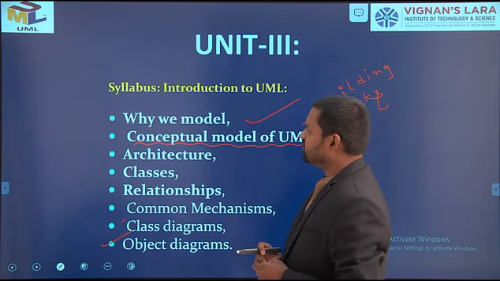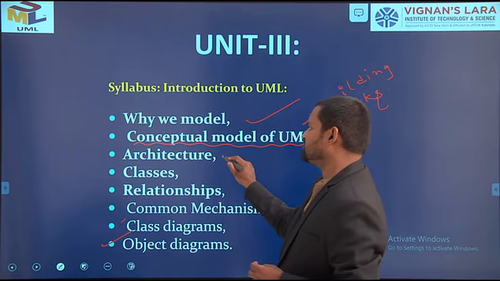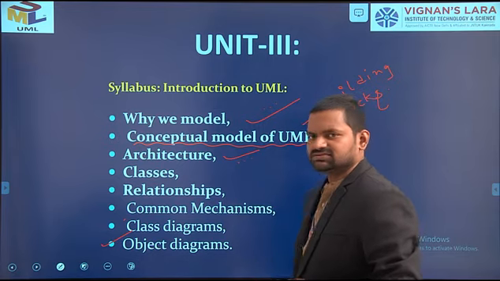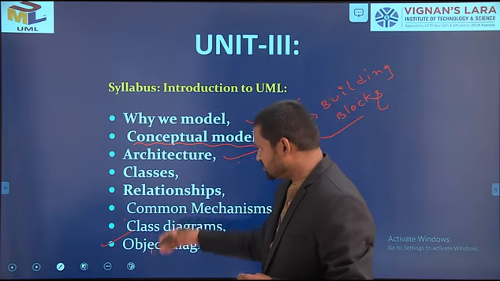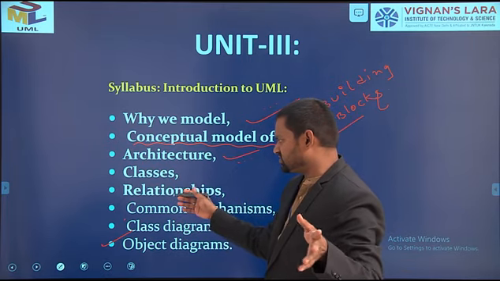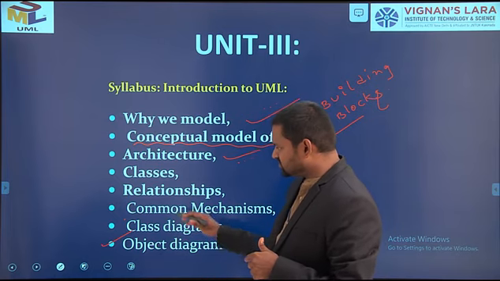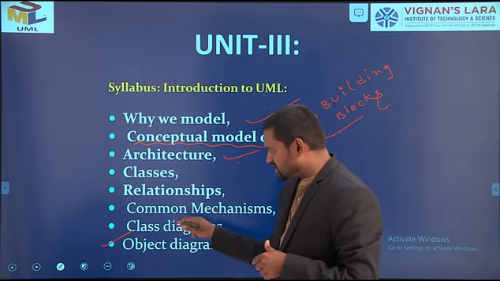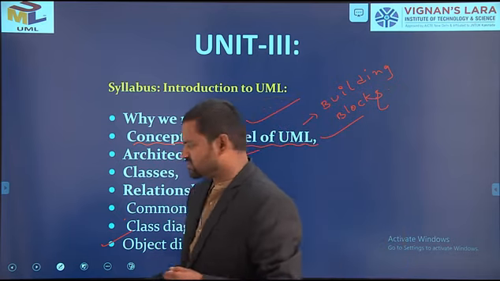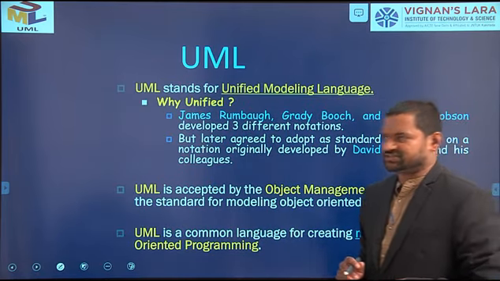Now we have to see why we need a model and what the architecture of the model is. If time permits, we will move to the classes: what classes are, what relationships a class can have, and common mechanisms. In this class, you have to know only about the object diagram, class diagram and common mechanisms. Most probably those we will see in later sessions.